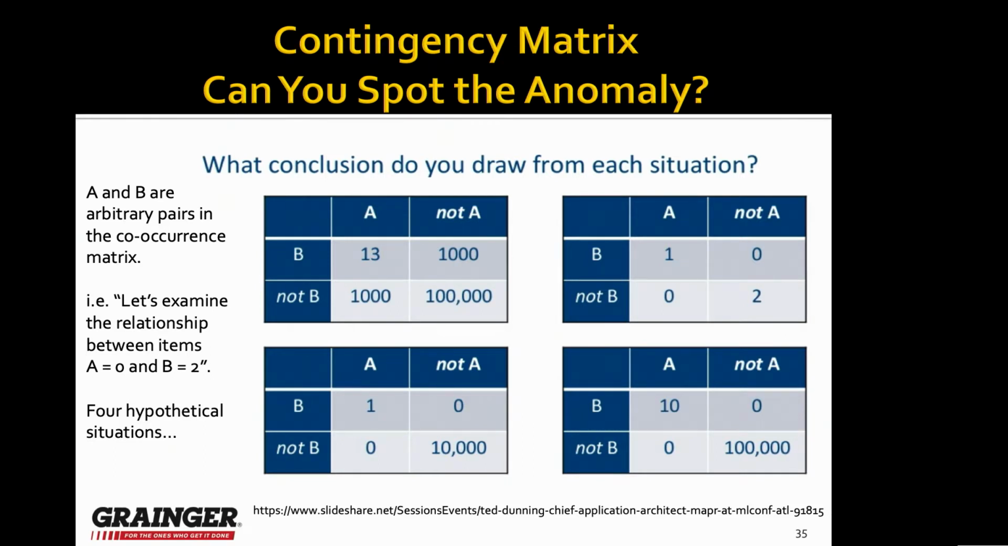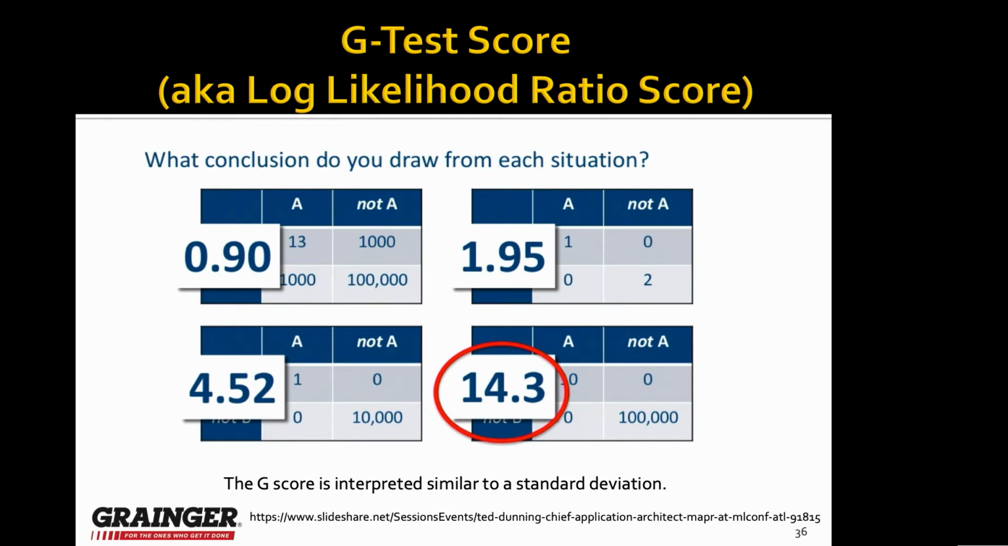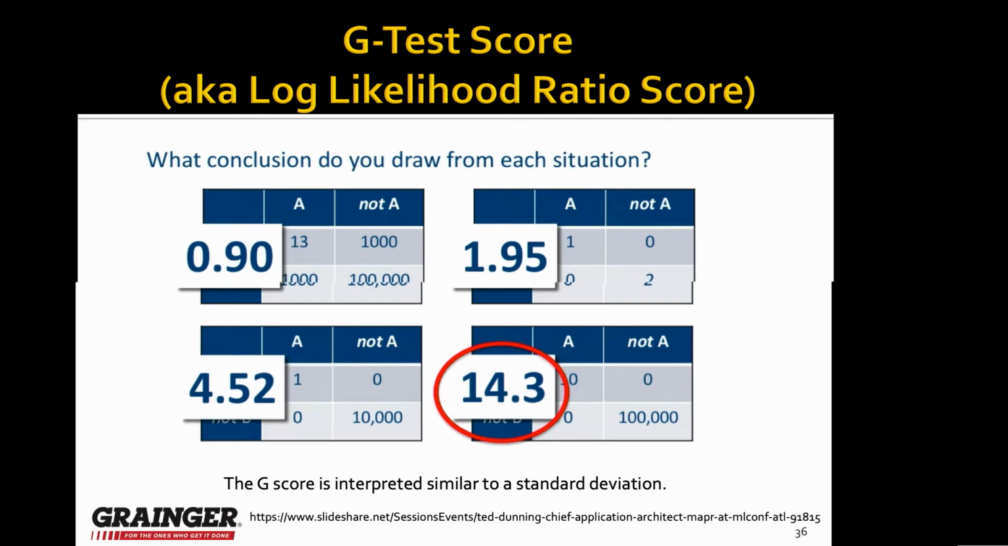Okay, here are the scores. We're going to compute this G-test. The top left has a score of 0.9. Now, this score is like a standard deviation. If you've got a standard deviation, the farther out you are, the less probable it is. So things that are important and interesting are generally things that are going to be less probable.